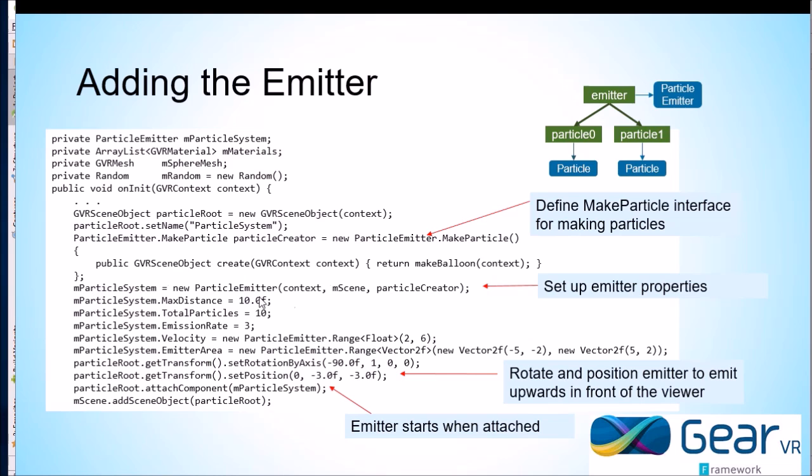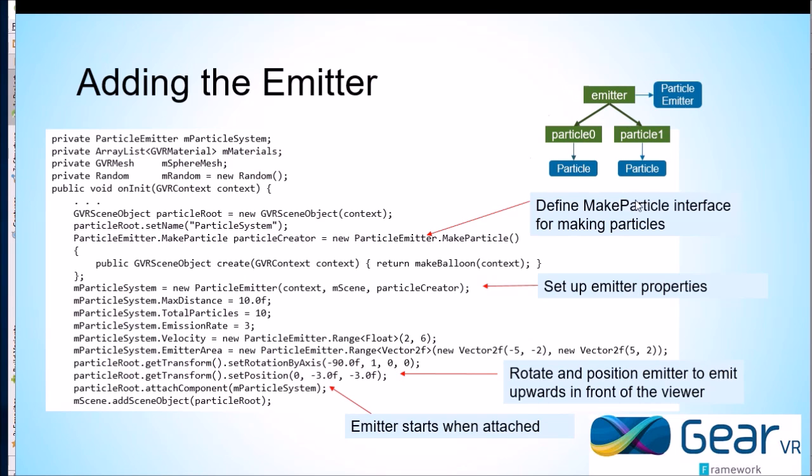Here we can set the emitter properties, and we're going to emit 3 particles a second. We'll have a total of 10 particles, and when particles are more than 10 meters away, they'll disappear. So that our velocities will be in the range between 2 and 6, and here is the area in the XY plane that the particles are emitted from. Remember, we're going to rotate that area, and it's going to become the XZ plane, and particles will be emitted up along the positive Y-axis.